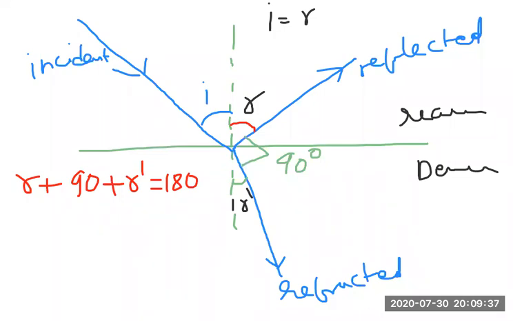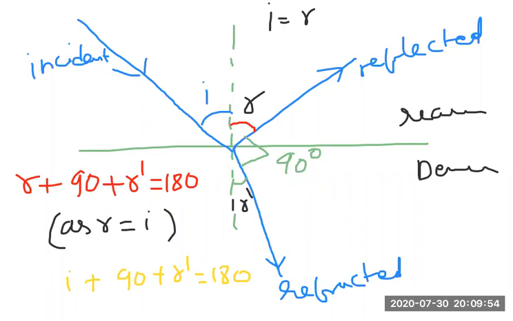So here we can also write R is equal to I. I can write now I plus 90 plus R dash is equal to 180. And from here I can write R dash is equal to 180 minus 90, which is 90 minus I. So the R dash value I got is 90 minus I. R dash is the refracted angle, R is the reflected angle. This is the information we got.